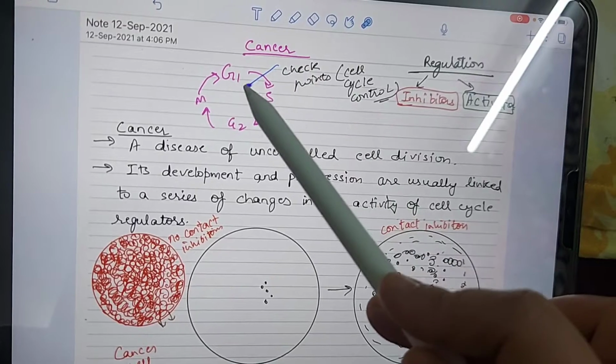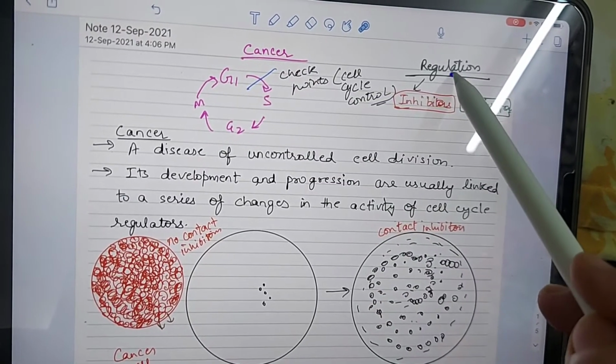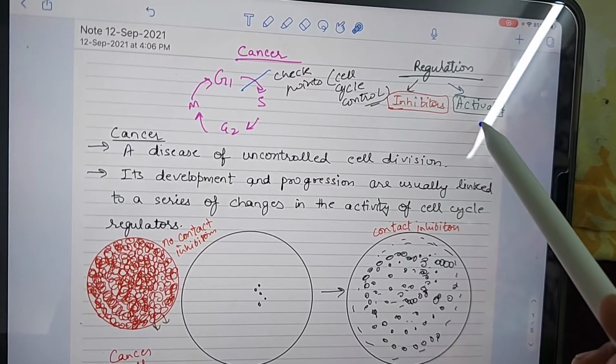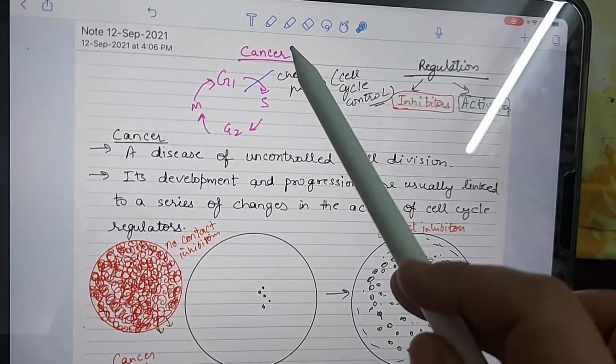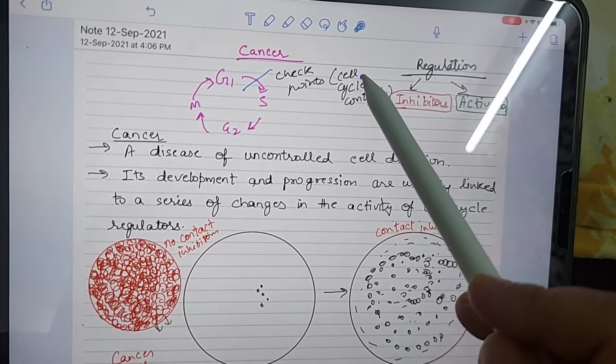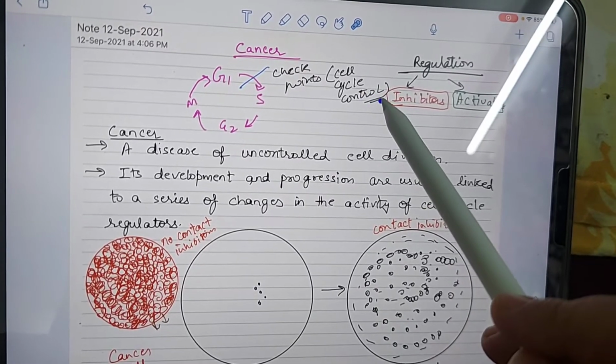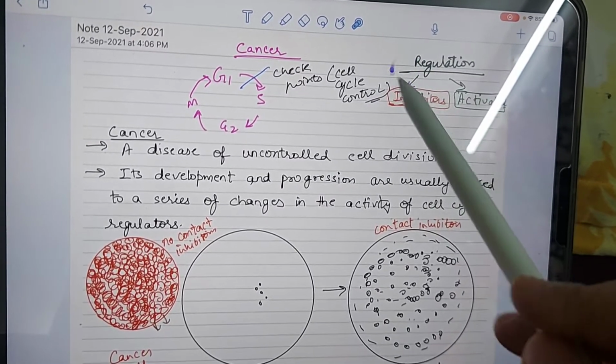See, checkpoints. These are the checkpoints which act as regulators. They may be inhibitors or they can be activators. They basically do cell cycle control. So the problem with cancer is that they do not follow these cell cycle control points. Okay, so they basically can cheat these regulators.